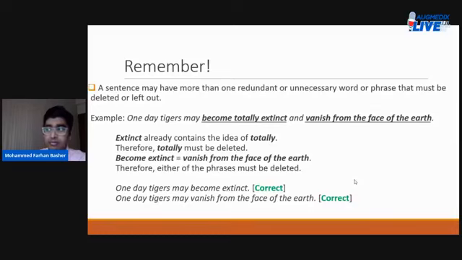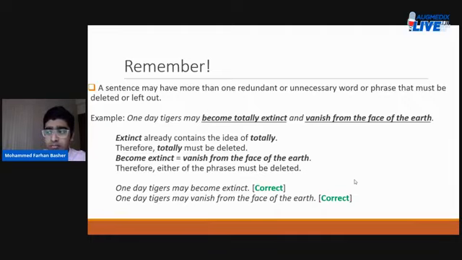So just take a look at the example. One day, tigers may become totally extinct and vanish from the face of the earth. So here, the word extinct already contains the idea of totally. When we talk about animals becoming extinct, we mean them completely getting extinct, as in totally getting extinct. The meaning of the word extinct already has the connotation of totality in it, right?